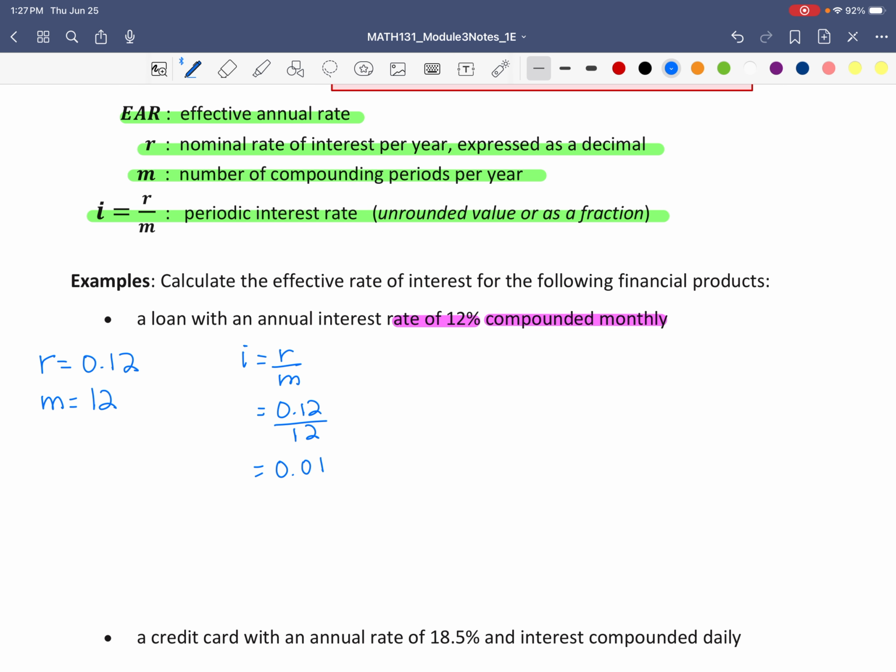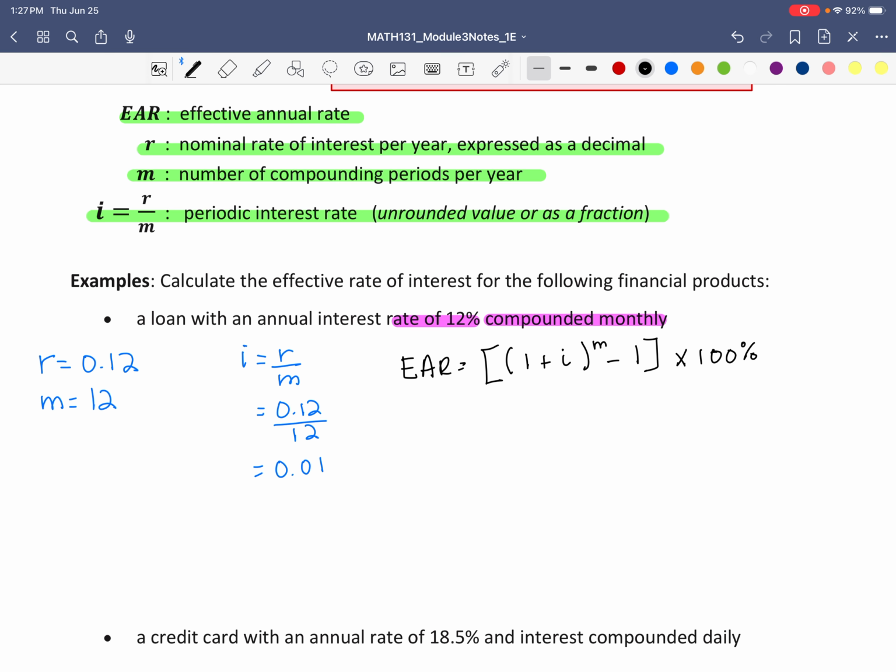So we can use this now in our effective rate of interest formula, or EAR. And remember, I'm going to use the square brackets too, just to help separate everything. So it's going to be 1 plus I, all to the power of M, minus 1. Then we close that square bracket, and we multiply this all by 100 because we're converting it into a percent. Sometimes I'll even put that percent sign there just to remind people that we're converting it into a percent.